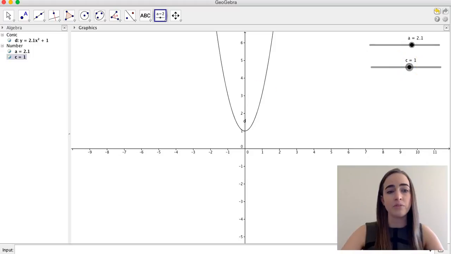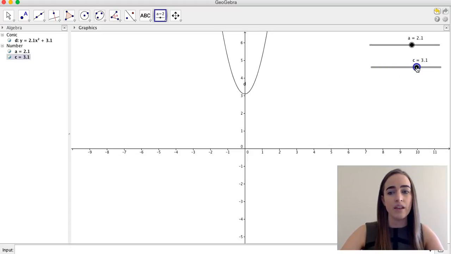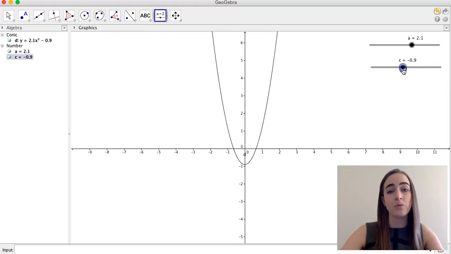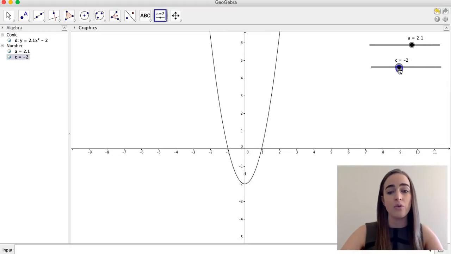So with a +1 on the end of our equation, our vertex now has a y coordinate of 1. So we've now got a y-intercept of 1. If we move it all the way up to 3, there we go, then our y-intercept is 3 now, so our vertex is at 3. And that works if we move it down as well. Here we've got a y-intercept of -1 or -2. That's if we've got a -2 on the end.